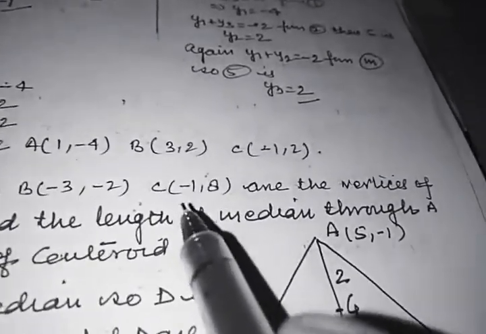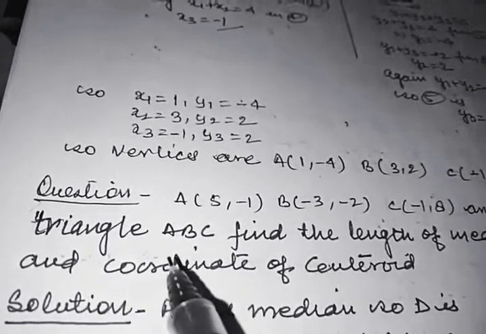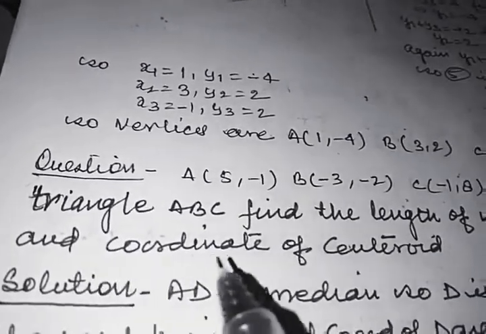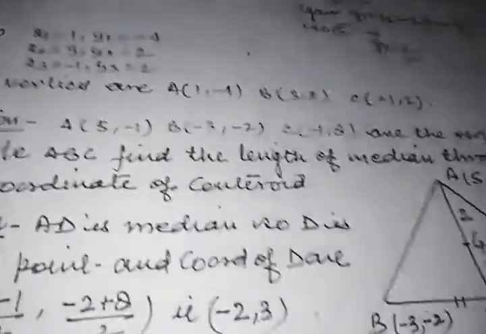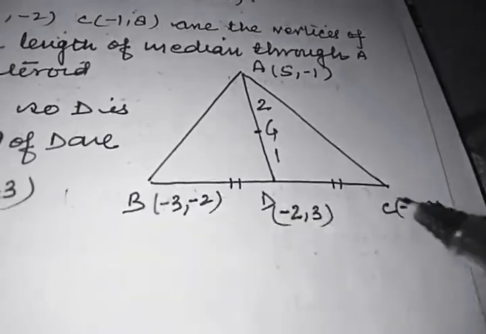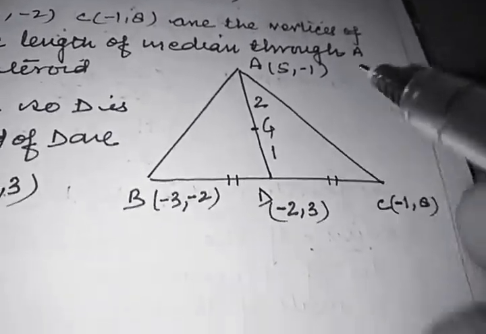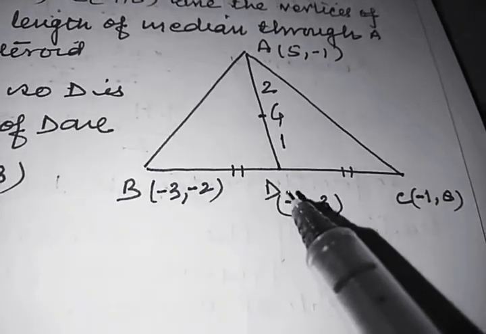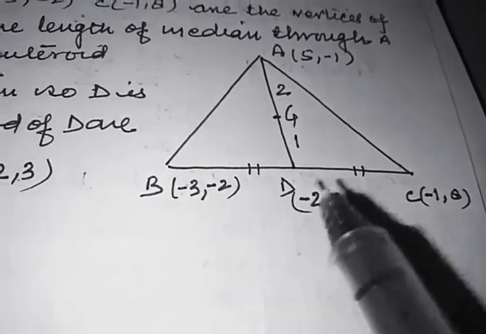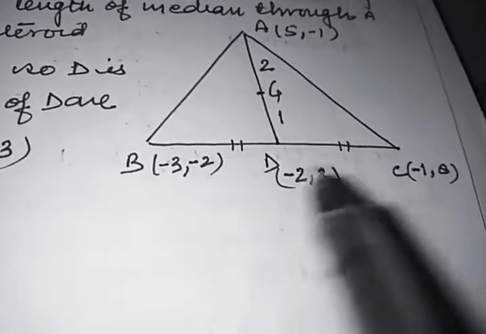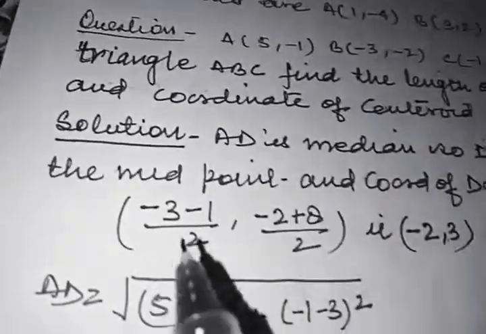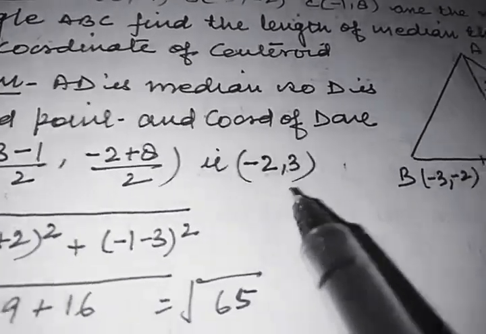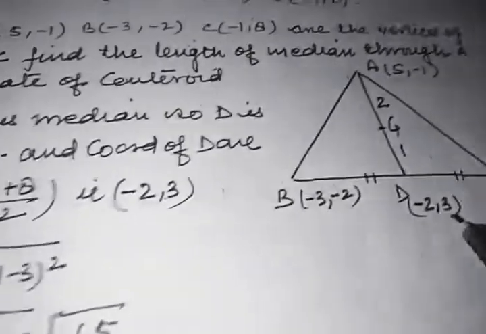Now next question. A(5,1), B(3,2), C(-1,-8) are the vertices of triangle ABC. Find the length of the median through A and the coordinates of the centroid. Okay. So this is our question. This all is given. Here D is not given. So D will be the midpoint. I have taken the coordinates of D here because we know B and C, so we can get D. So the coordinates of the midpoint D are this.